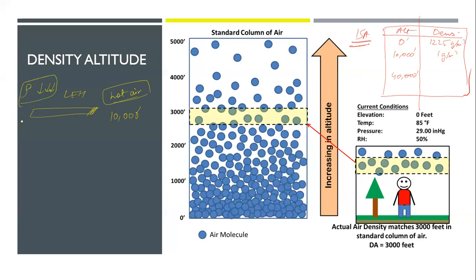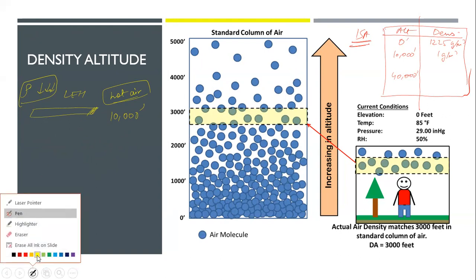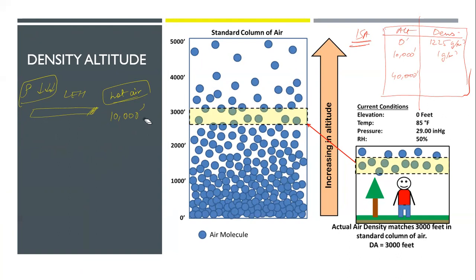When the density has reduced, can you expect the aircraft to perform the same as before? No, right? Because the density reduces, the oxygen reduces, or in simple terms, performance will reduce. That is the reason density altitude is very important. Now, when the density has reduced, it will reduce to some level, correct? Let's go back. At 10,000 feet, we have 1 kilogram per meter cube, that is the density according to ISA.